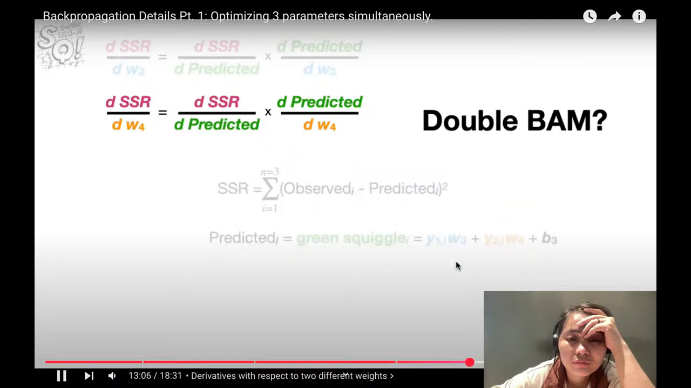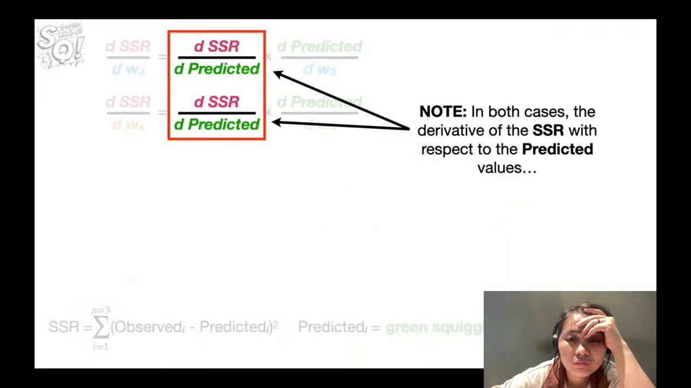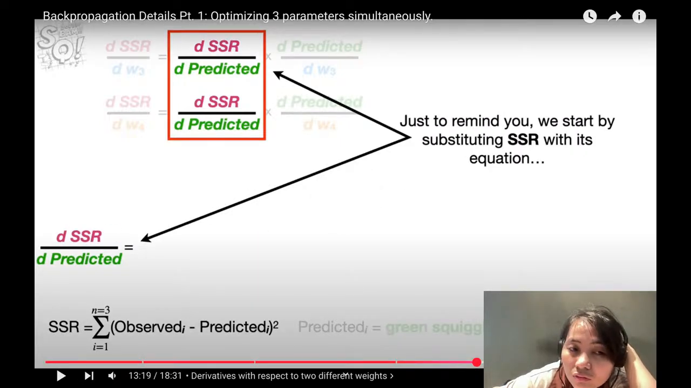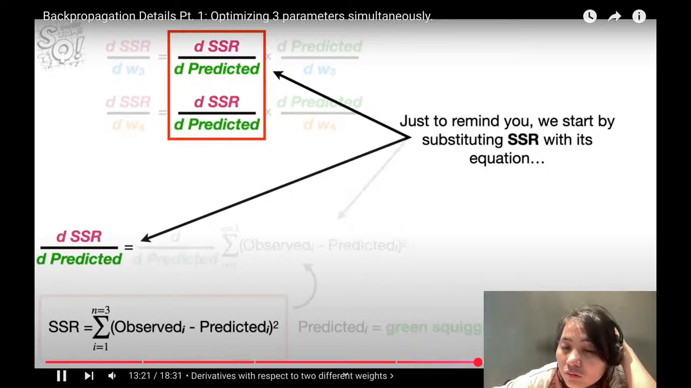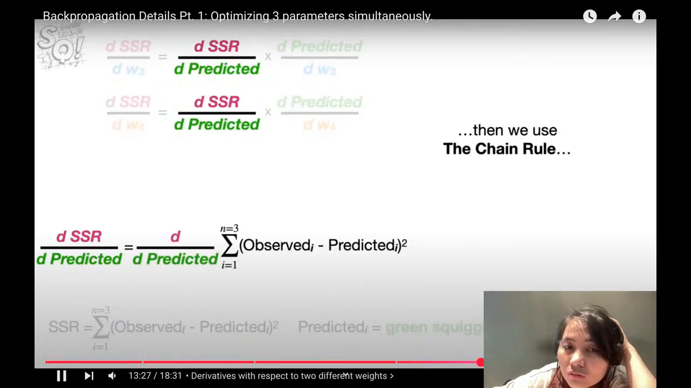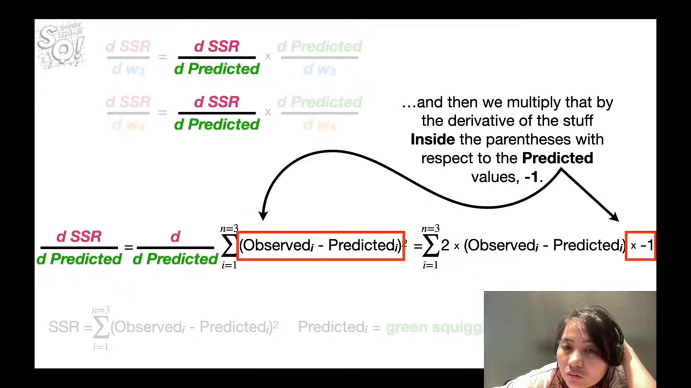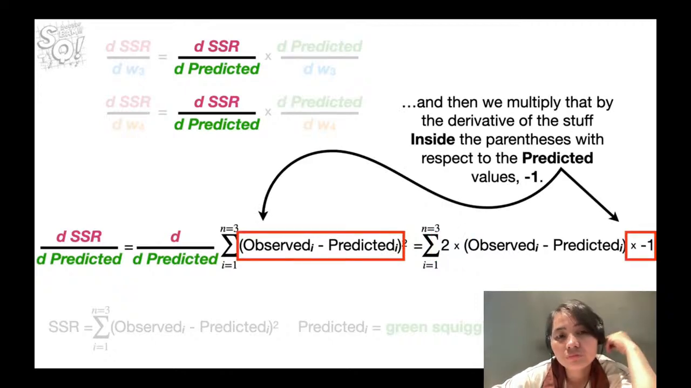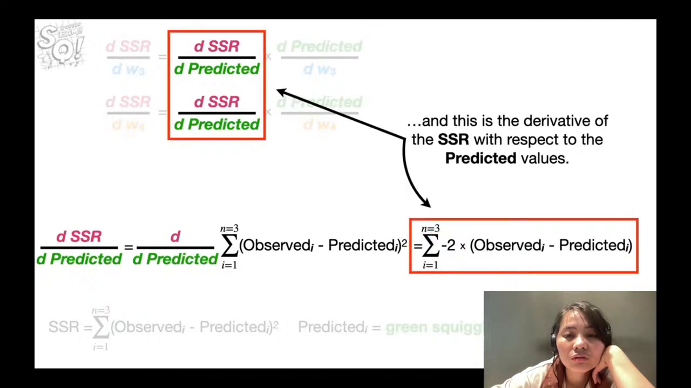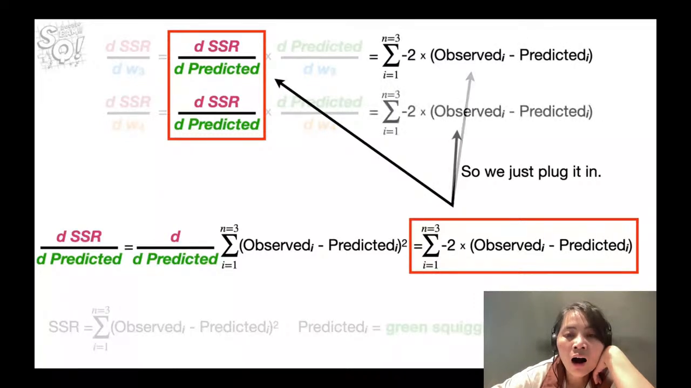Double bam? Not yet. Note, in both cases, the derivative of the sum of the squared residuals with respect to the predicted values is the exact same as the derivative used for b sub 3. Just to remind you, we start by substituting the sum of the squared residuals with its equation. Then we use the chain rule to move the square to the front, and then we multiply that by the derivative of the stuff inside the parentheses with respect to the predicted values, -1. Lastly, we simplify by multiplying 2 by -1. And this is the derivative of the sum of the squared residuals with respect to the predicted values. So we just plug it in.